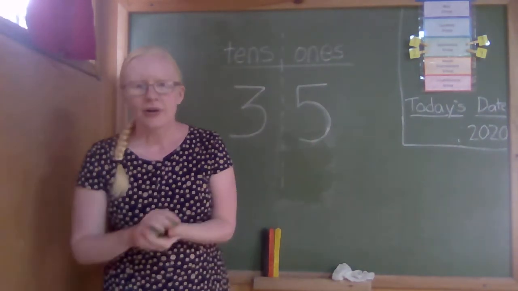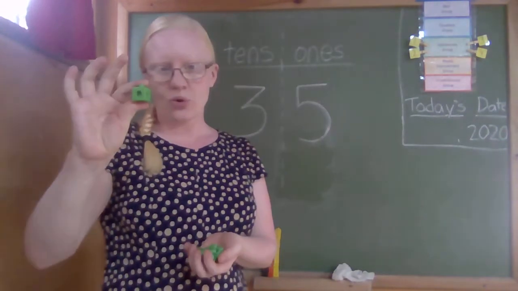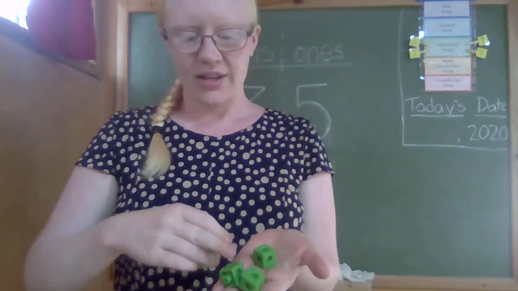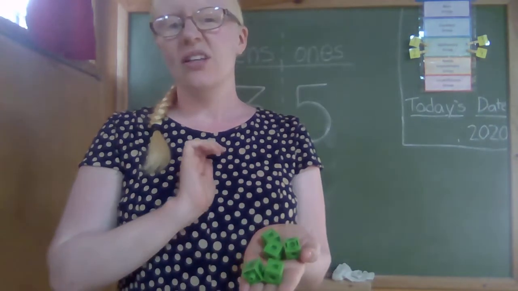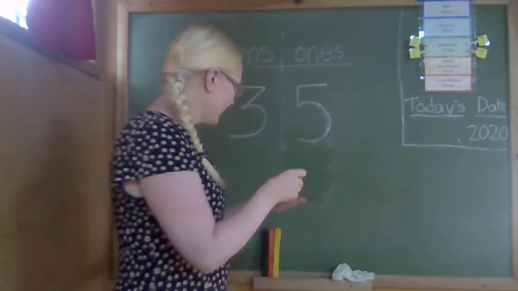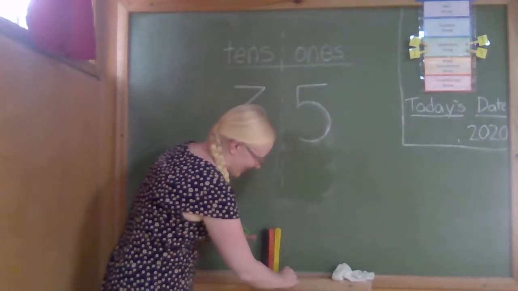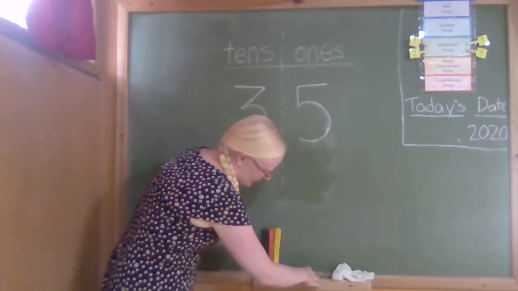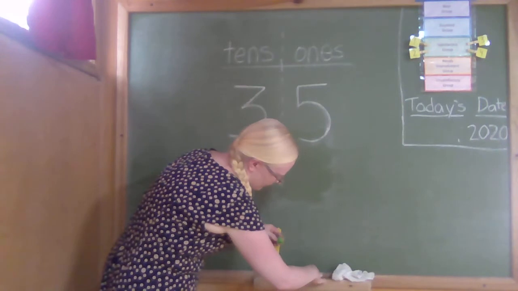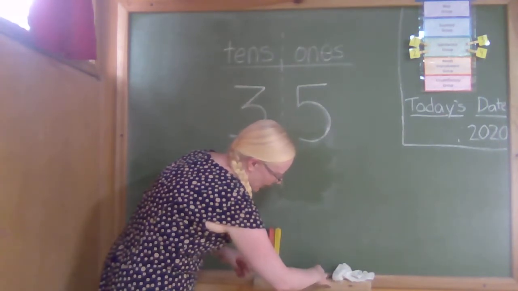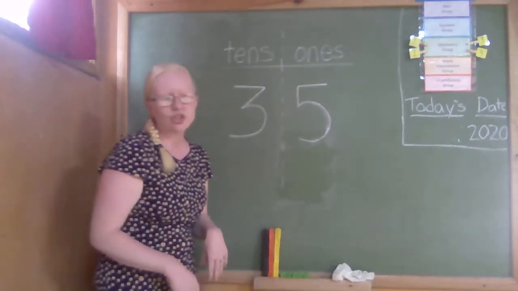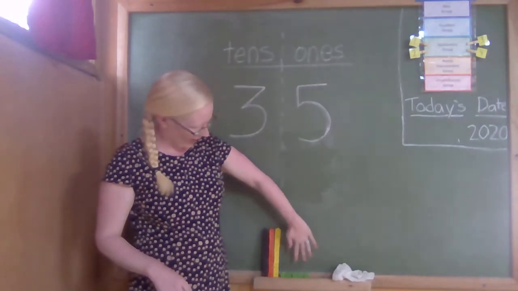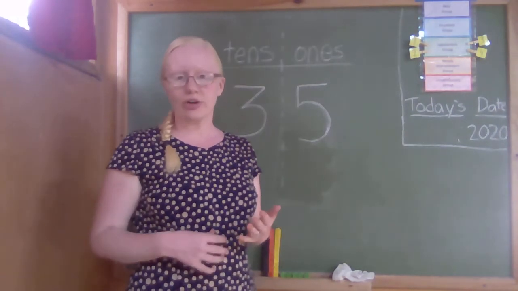Okay, so if you remember, we used our individual cubes to show those ones. So I have 1, 2, 3, 4, and 5. You can see all 5 cubes in my hand. All right, so I'm going to set these if they'll sit on our ledge here. 1, 2, 3, 4, and 5. Okay, so right there, I am showing the number 35 with our 3 groups of 10 and our 5 ones. That's showing the number 35.